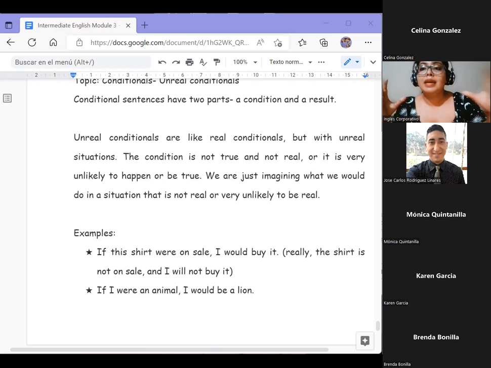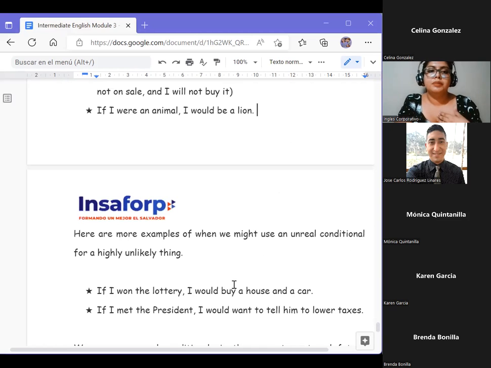So, we are just imagining what we will do in a situation that is not real or very unlikely to be real. So, we were talking about the different examples in which we can use the unreal situation. Like in this one, if I were an animal, I would be a lion. That is impossible, because we cannot make that big transformation of our bodies. We're not going to change into a lion or something like that. But in that case, we are using the conditional.